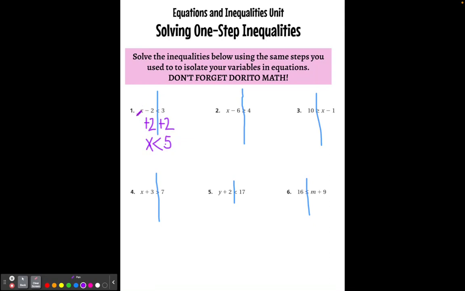Because think about it. If I put 5 here and I take away 2, do I end up with something less than 3? No, I actually get 3. So that would not make a true statement. If I put in a 4 here, which is less than 5, and I take away 2, I end up with 2, which is less than 3. So that makes it a true statement. That's what they're saying. You have to plug in a number for x that is less than 5. Anything more than that, and it won't be a true statement.